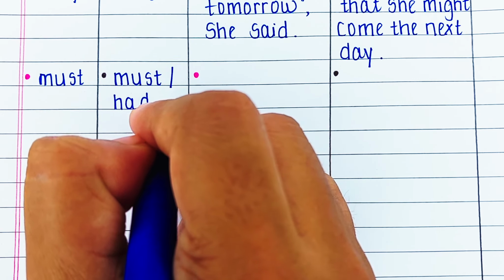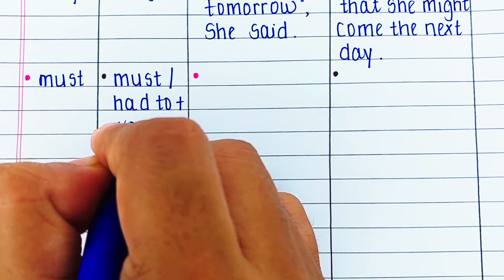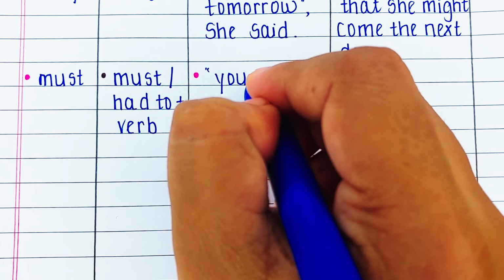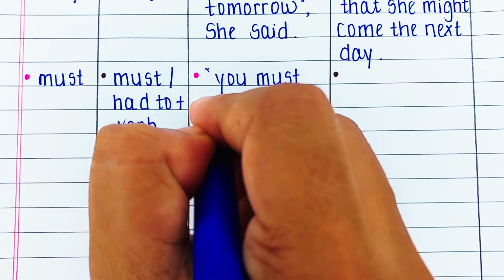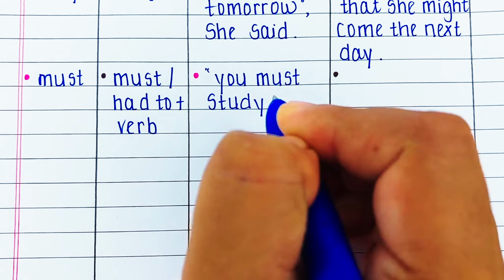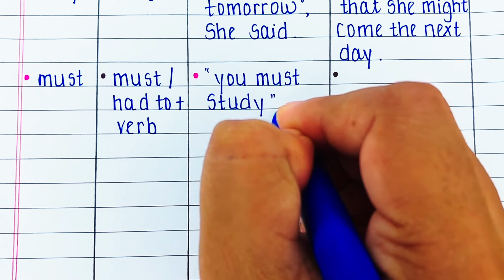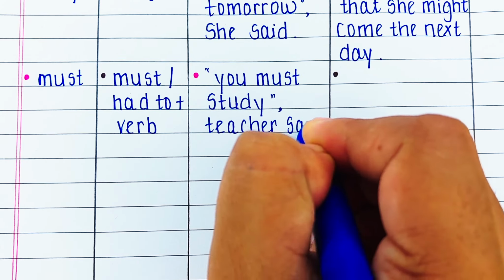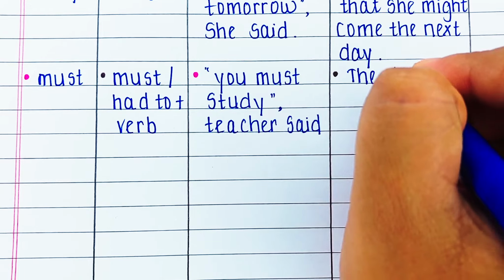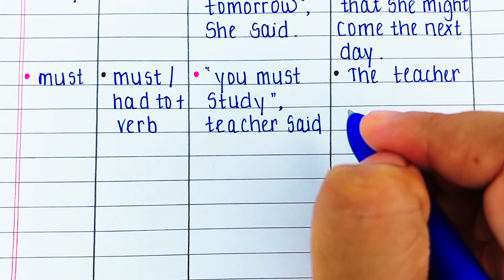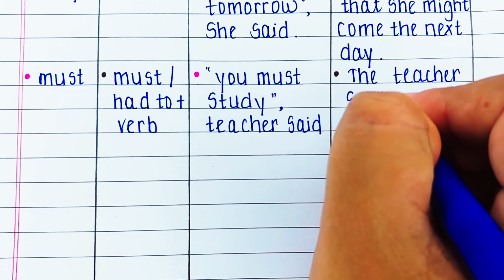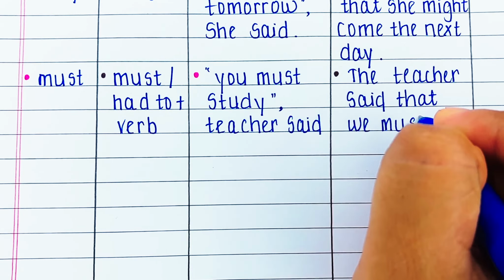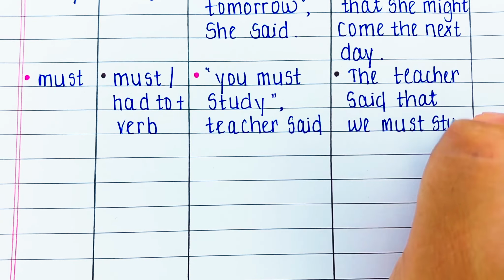Next is must. Must can be written as such or can be written as had to plus the verb. Example, in direct speech it is written, "You must study," teacher said. In indirect speech, we will write, the teacher said that we must study.